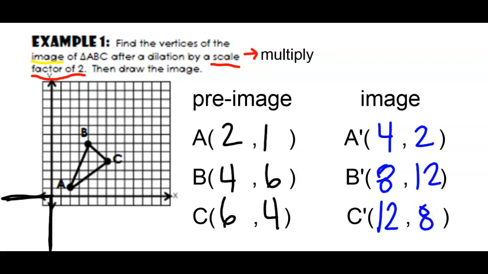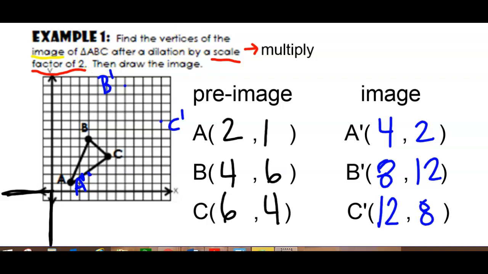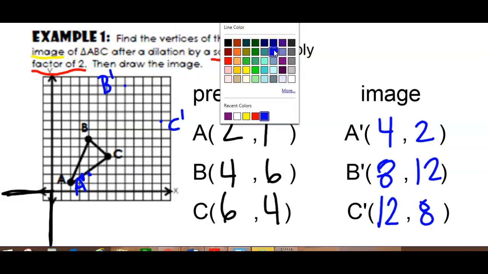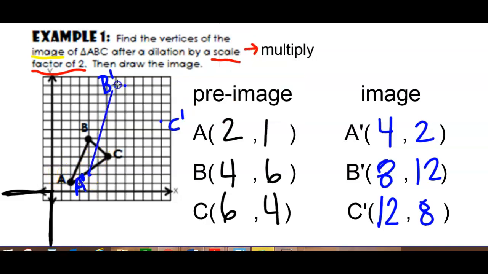So then after you have the new image points, you can go and plot them on your grid. Make sure to use your little tick marks, your prime marks. All right, so I've got my new points, plotted. And I'm going to get my line tool so that I know it's nice and straight. And I'm going to go ahead and connect all of these. And again, we want to make sure that we did it correctly.